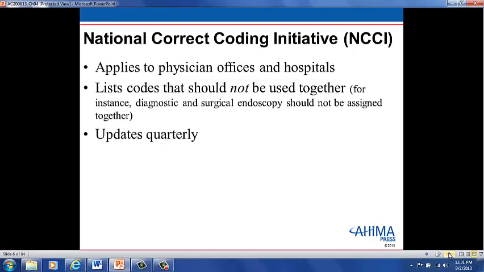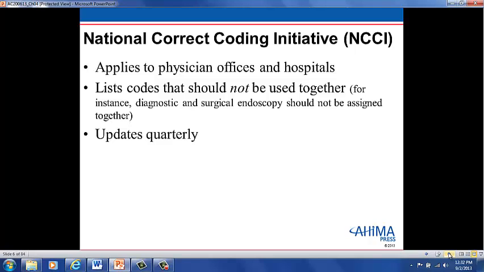NCCI, National Correct Coding Initiative. This applies to physician offices and hospitals. A list of coding edits has been developed by CMS in an effort to promote correct coding nationwide. The lists supply codes that should not be used together, such as diagnostic and surgical endoscopy should not be assigned together. This list updates quarterly.